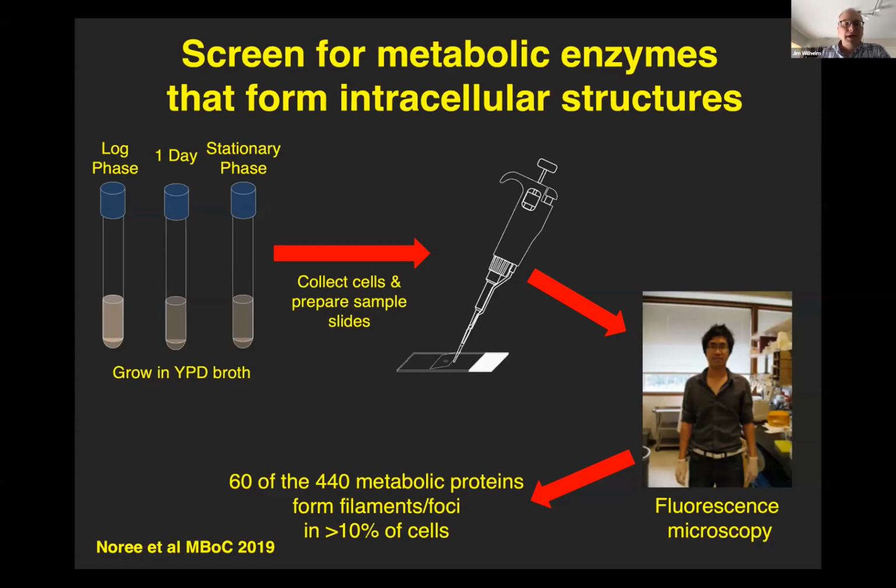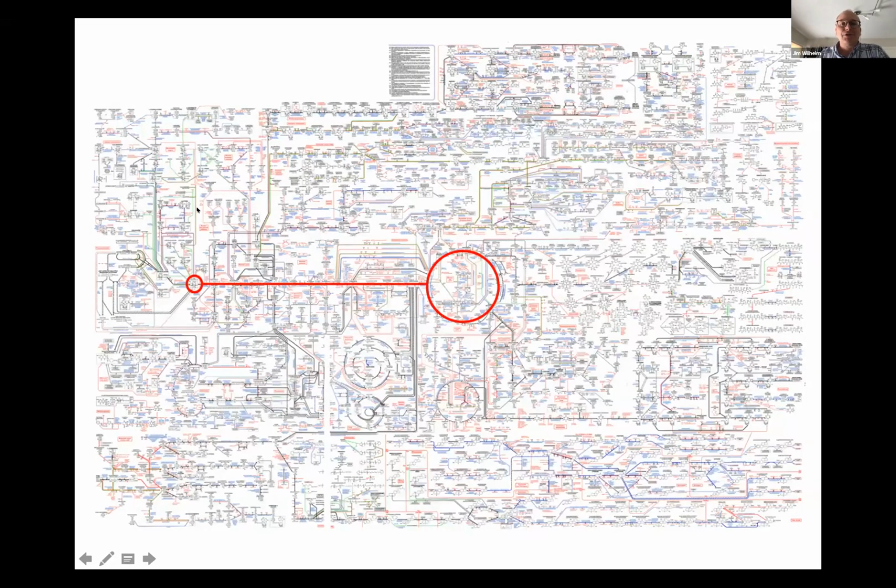One of the enzymes that came out of that screen assembled under really unusual conditions. It was the only one that assembled in log phase specifically, and that was the enzyme glucokinase. Just to orient you to all of metabolism, the little circle is glucose, and the line is glycolysis leading to the citric acid cycle. So glucokinase is the first committed step in glycolysis.